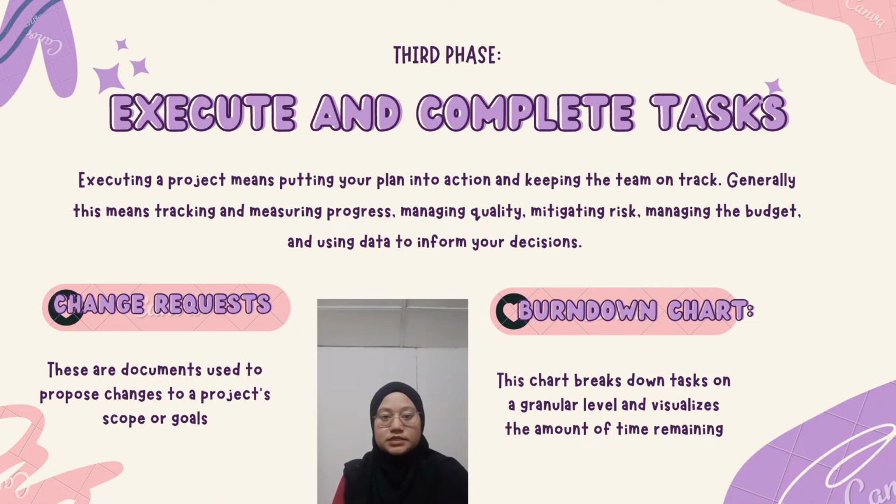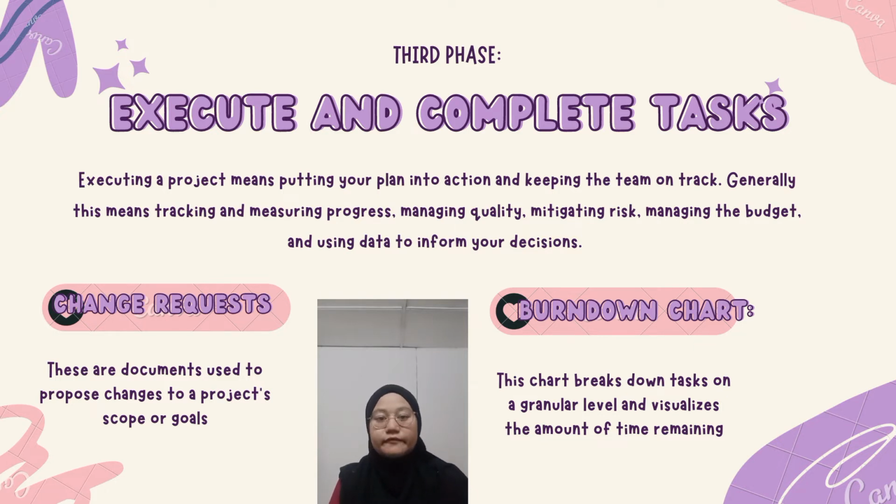Then the third phase is execute and complete tasks. Executing a project means putting your plan into action and keeping the team on track. Generally, this means tracking and measuring progress, managing quality, mitigating risk, managing the budget, and using data to inform your decisions. This also includes a few specific steps like using tools like Gantt or burn down charts to track progress on tasks, responding to risks when they manifest, recording costs, and more.